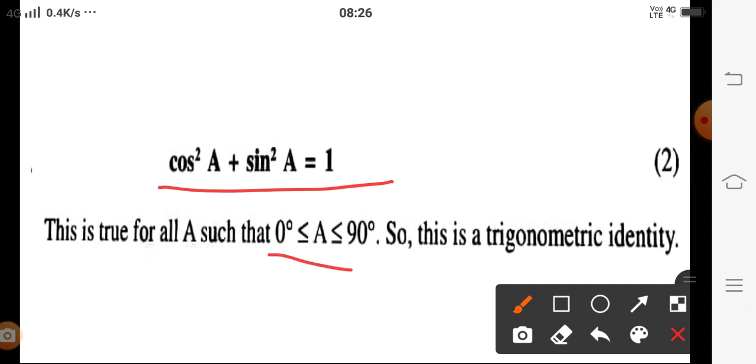And the value of A is greater than or equal to 0 and less than or equal to 90. This you have to remember. 1 mark question we are getting on the basis of this. The value of A we are considering in class 10th up to 0 to 90 only.